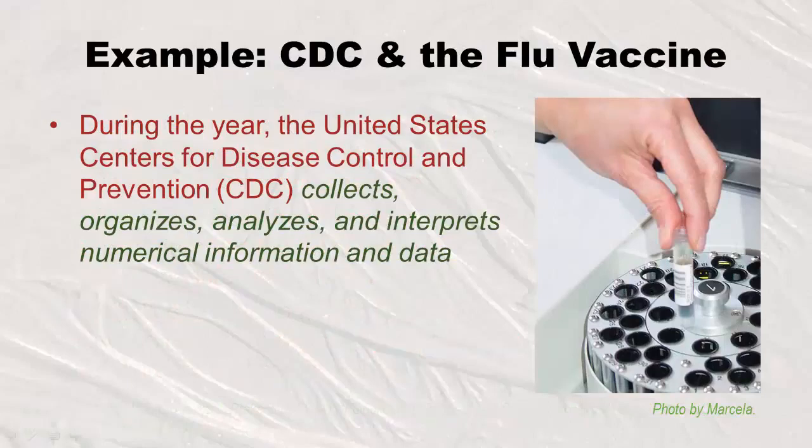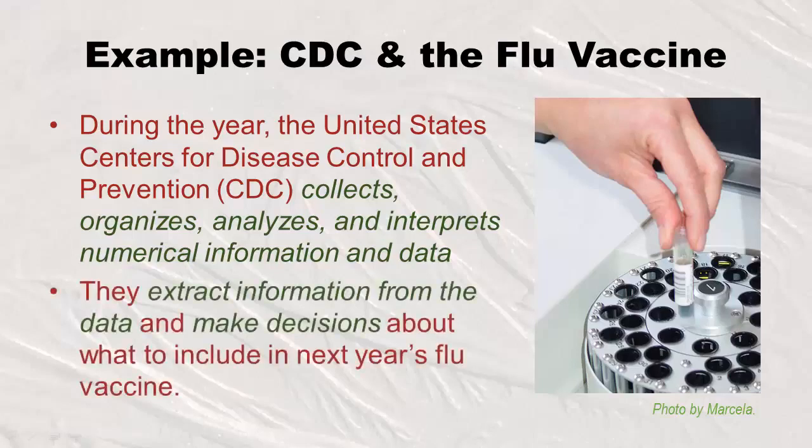Like, for example, let's think of the Center for Disease Control and Prevention in the United States. So what do they do? They spend the whole year studying the different flu viruses that go around because there's more than one. They spend the whole year doing that. They organize, analyze, and interpret numerical information and data about these different influenza viruses that are going around. They extract that information. And you know what decisions they make? They make the decisions about what viruses to include in the next year's vaccine.